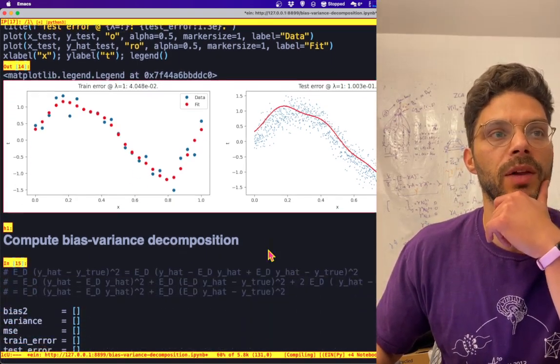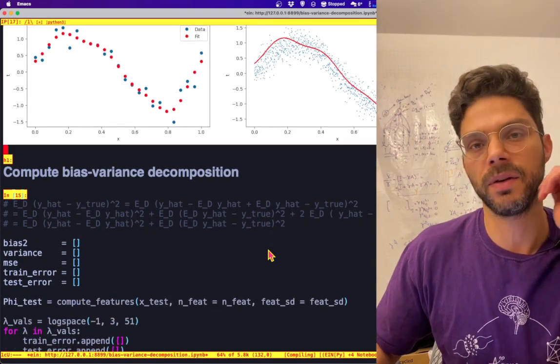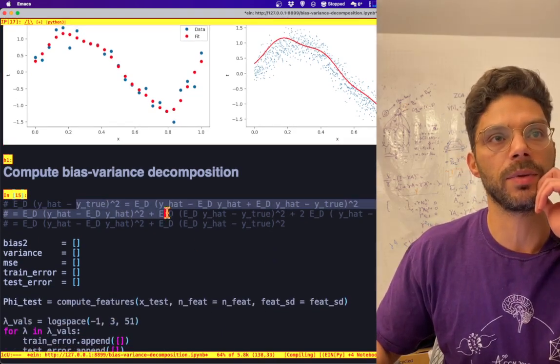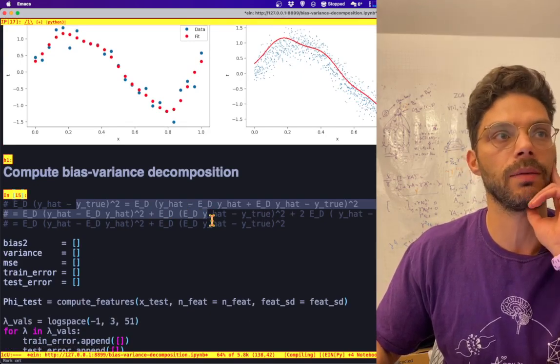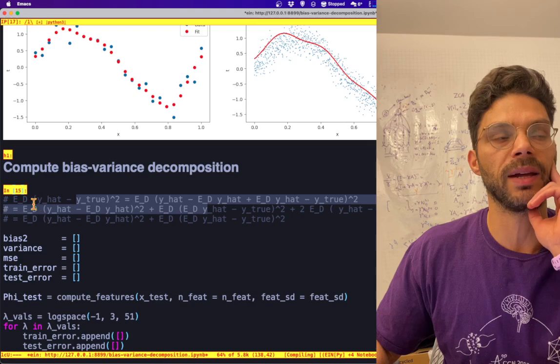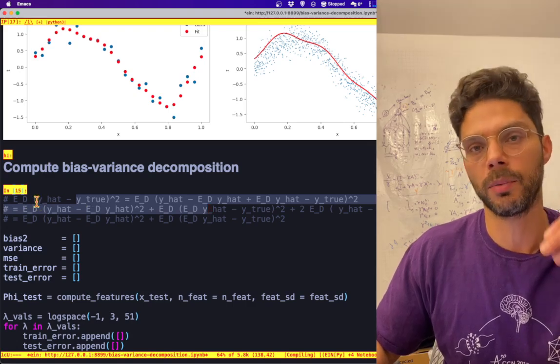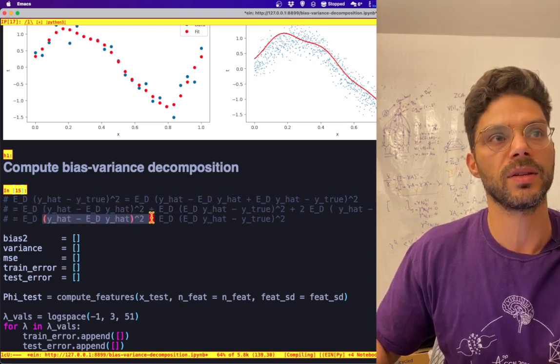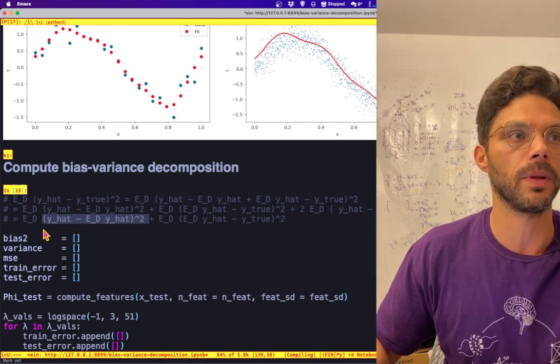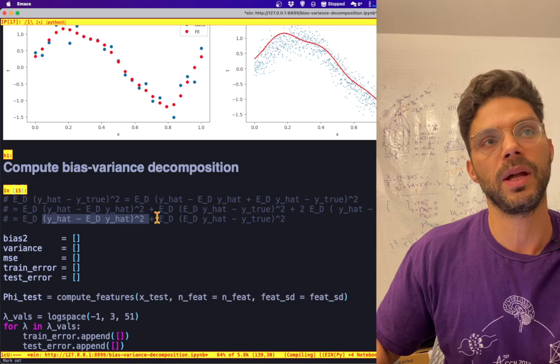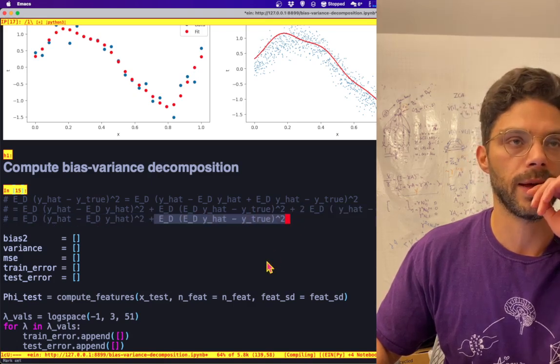Okay, and so finally we're in a position to compute this bias variance decomposition. I just did some of the derivations that we went through in the chapter already at the top. So the expected difference over data sets between our prediction and the true value is equal to the variance plus the squared bias, which is what that is.